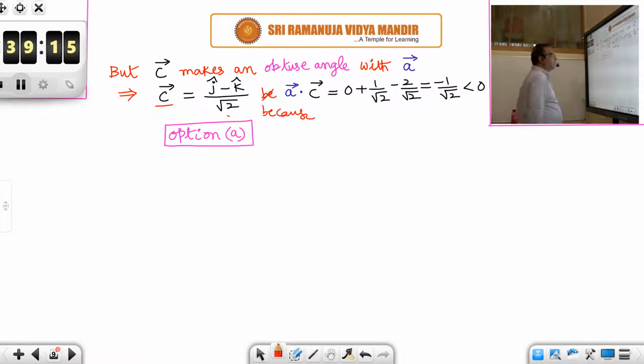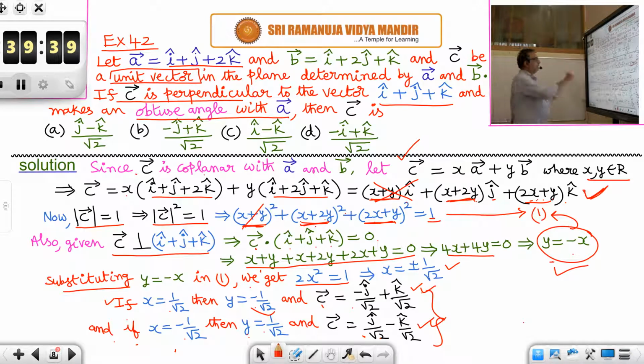A dot C, if you take A dot C, you are getting 0 plus 1 by root 2 minus 2 by root 2, which is minus 1 by root 2, negative. With the other option, if you take the dot product, you will get plus 1 by root 2, which is positive. So therefore, this option j minus k by root 2 is correct, and it is in option A. Let us go back. j minus k by root 2, option A.